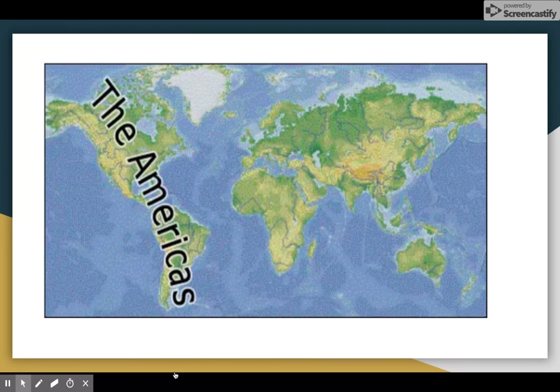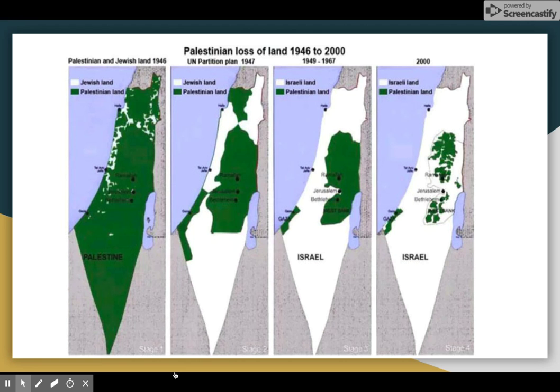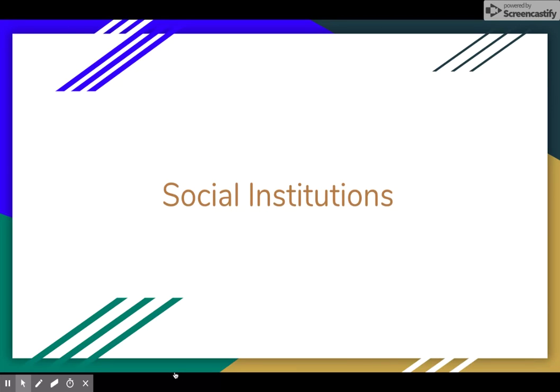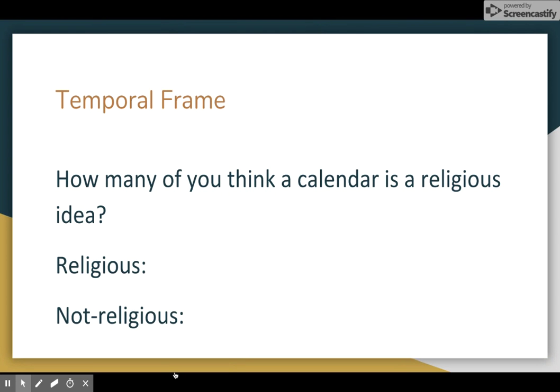So basically, those were the four tools to analyze the past. Okay. And if you have any questions, please go back, look at your packets. Another thing I want to remind you guys about was when we talked about temporal frame, which is back here. We talked about AD and what Anno Domini means. We talked about BC, before Christ, what that means and why they use that. And then we talked about BCE and CE. So please go back over your notes and review those terms. And you can always ask me questions if you don't understand.